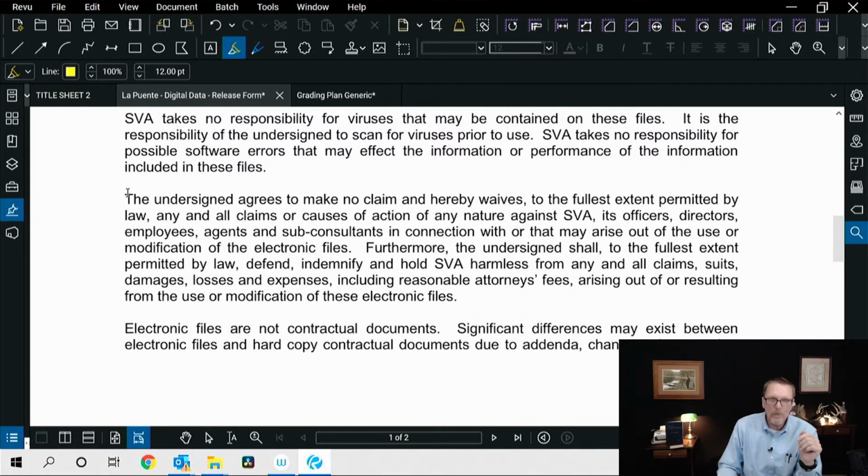But here's where the real good stuff gets in here, right here. And I'll let you read that, but what it says is the undersigned agrees to make no claim and hereby waives to the fullest extent permitted by law any and all claims, causes of action, of any nature against SVA. SVA is a big architect house. Officers, directors, and everybody else under the sun. Furthermore, the undersigned shall, to the fullest extent permitted by law, defend and indemnify and hold SVA harmless from any and all claims, suits, damages, losses, expenses, attorney's fees, and everything else under the sun. So you open those CAD drawings, you are completely responsible for that design.